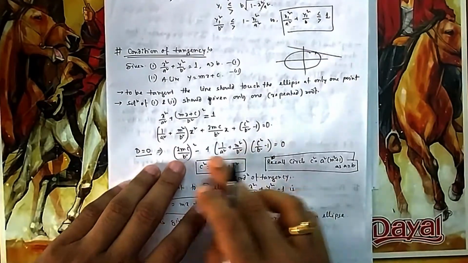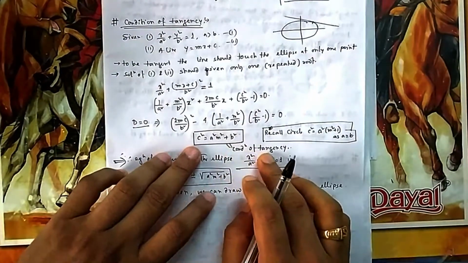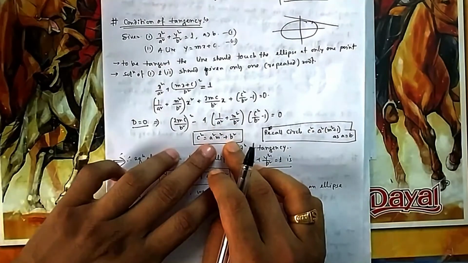I am not expanding this one. If you expand this one, something will get cancelled. Finally you will get this one. So this is the condition of tangency. I am directly writing from here. You can do it easily. c square equals a square m square plus b square.